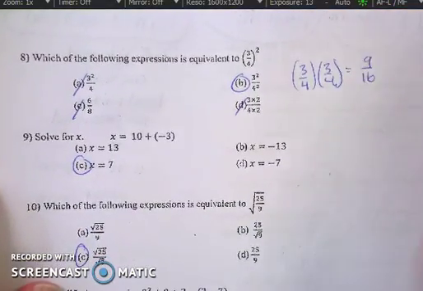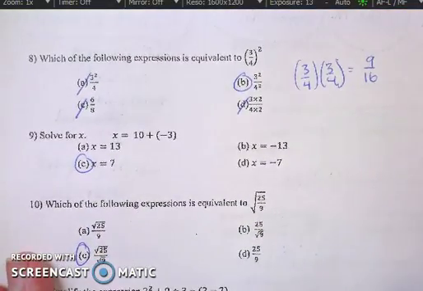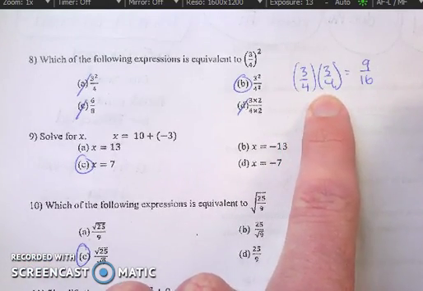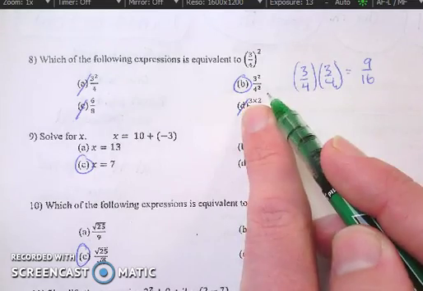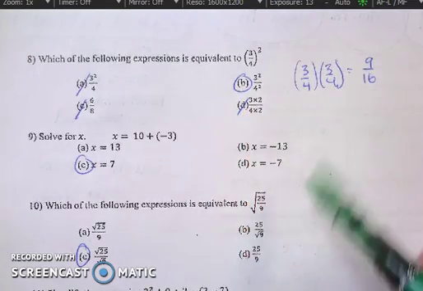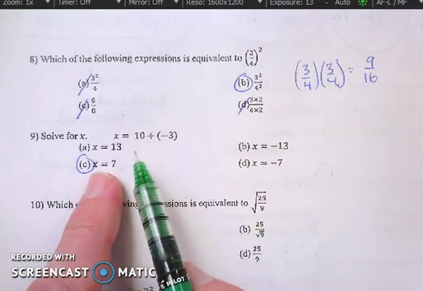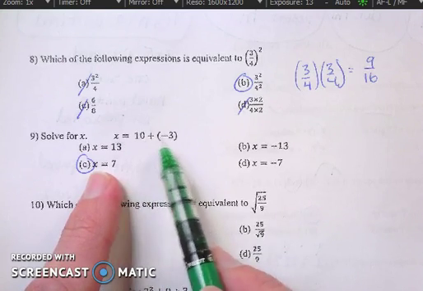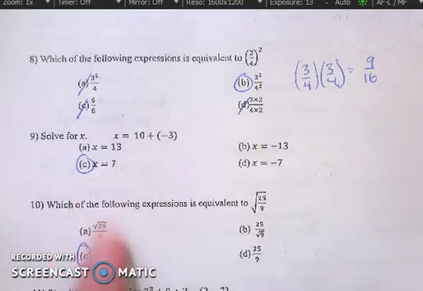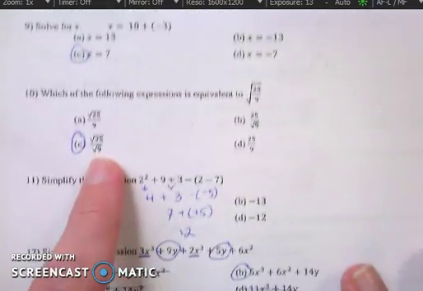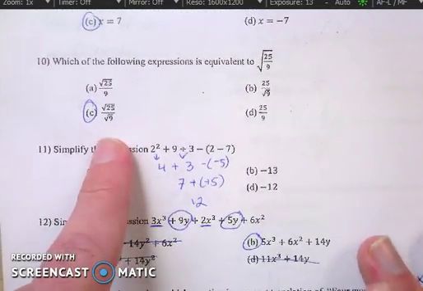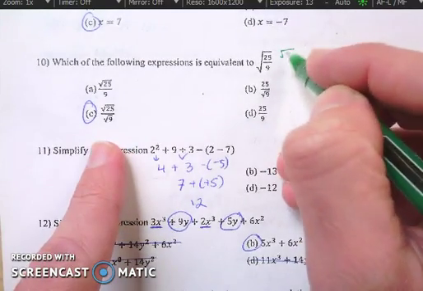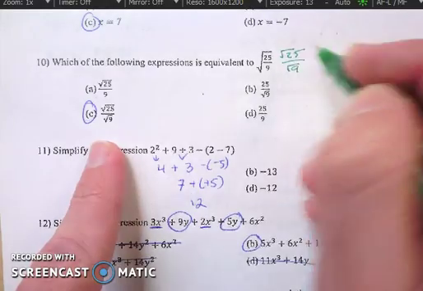Number 8, okay, which of the following is equivalent to 3 to the 4th power? Well, it's basically writing out 3 to the 4th times 3 to the 4th, which would be the same as 3 squared over 4 squared. Number 9, x equals 10 plus a -3, which is just 10 minus 3, which is 7. Which of the following is equivalent? Well, when I do this, it's basically like saying the square root of 25 or the square root of 9, which would be C.